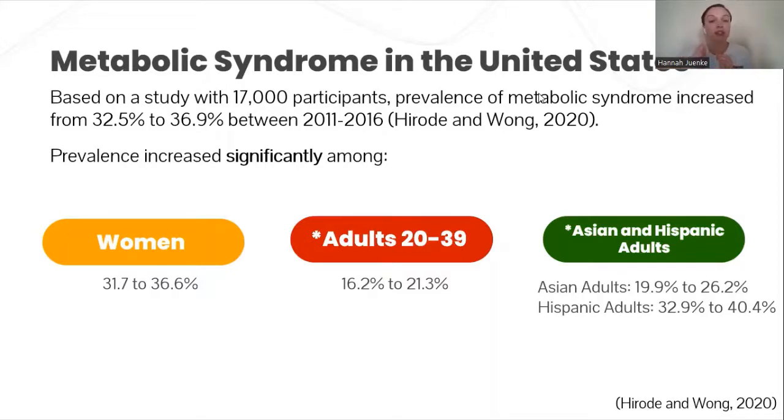Even though that's not too significant, what we did see in this study is increased significance among women. So that jumped quite a bit, from 31% to 36%. Young adults, so adults 20 to 39, 16.2% to 21.3%. And then Asian and Hispanic adults. So those also jumped, especially Hispanic adults from 32.9% to 40.4%. So again, this increase of prevalence of metabolic syndrome in the United States is happening.